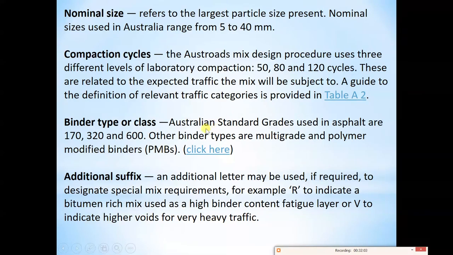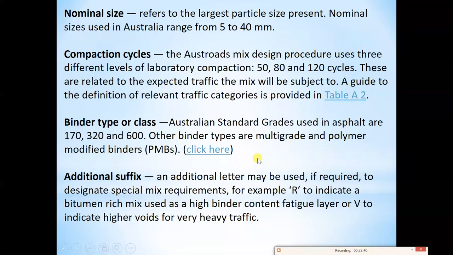So for this one we use the Australian standards. The Australian standard grades used in asphalt are 170, 220, and 600. These are for the single grade bitumen. So 170 is less viscous, 220 is more viscous, and 600 is the most viscous, the highest viscosity.